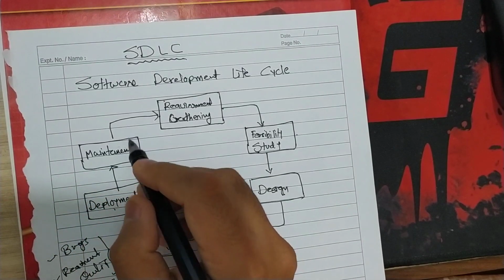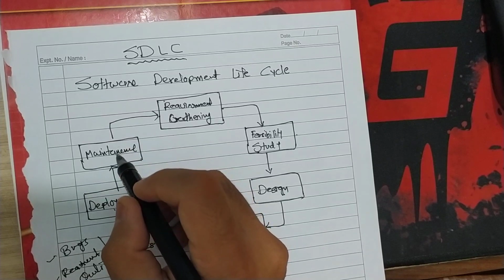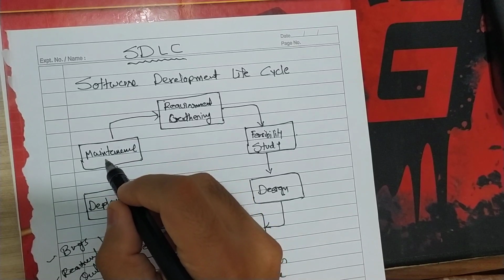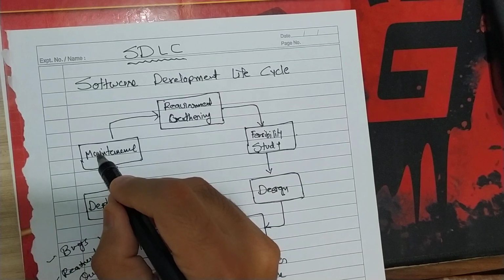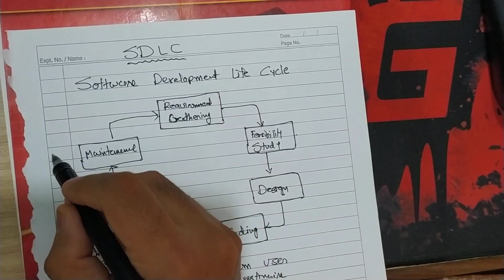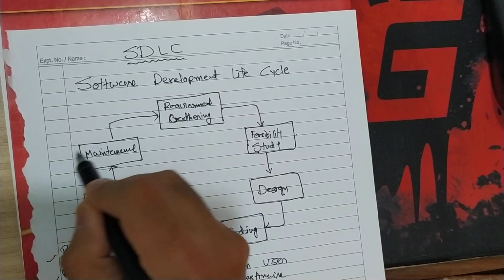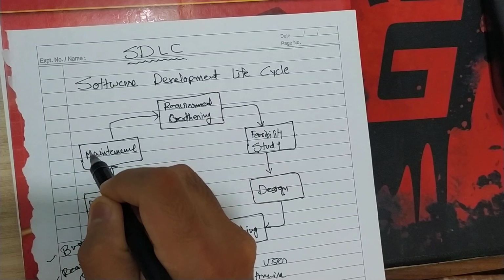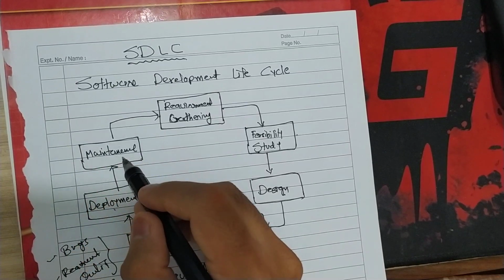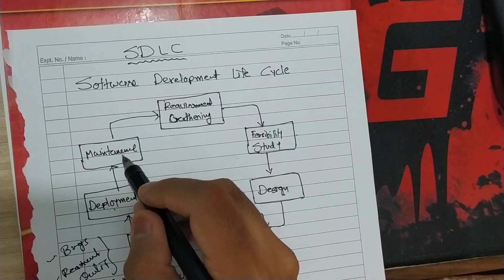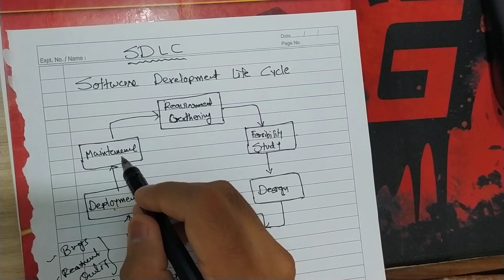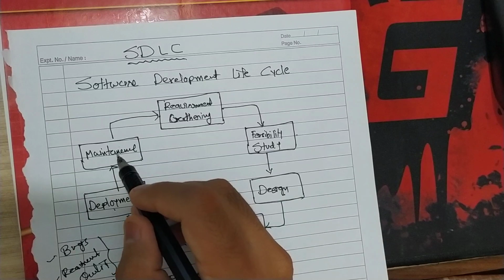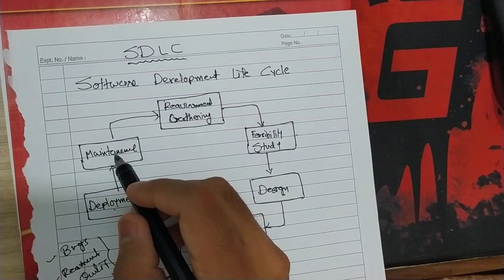Maintenance means when users are running or using the software, if they face any issues or bugs, we need to solve the bugs. It is known as maintenance. Also, sometimes users can require some update, so we need to add some functionality or modify some functionality. It also comes under maintenance.